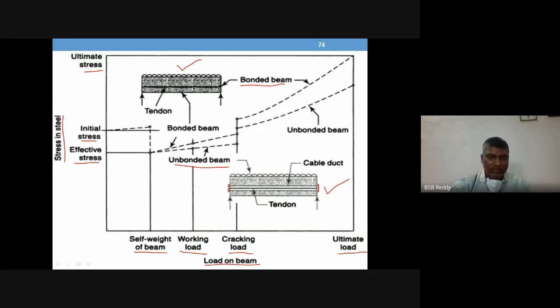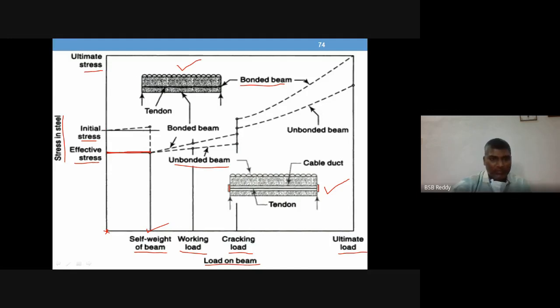Say if you start with the transfer stage, at transfer stage, this one is the point. Till then the effective stress is the same in both the members, like both bonded and unbonded members will behave in the same way. Effective stress is the same in both the cases.